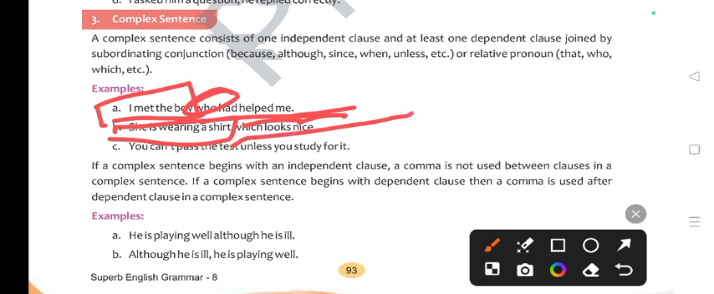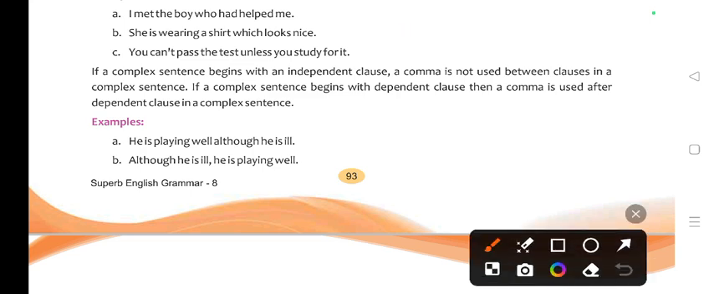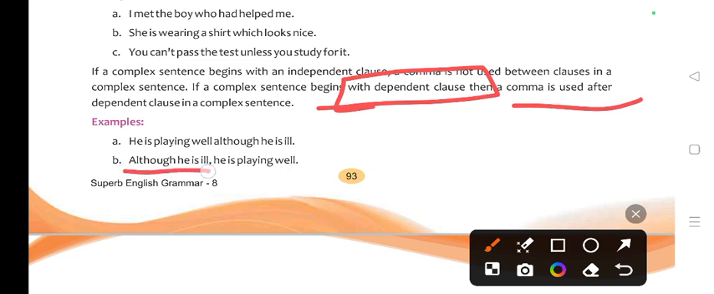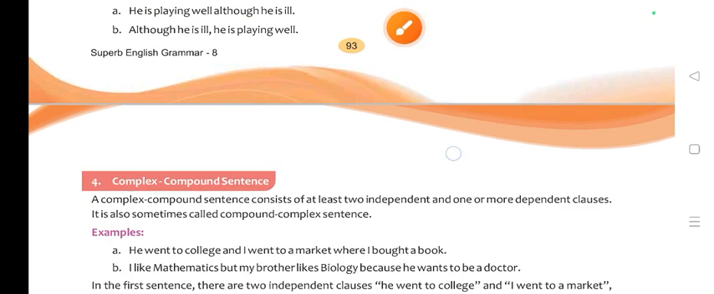A complex sentence begins with an independent clause. A comma is not used between clauses in such a complex sentence. Understood? So if you are making complex sentences, we do not use a comma. If a complex sentence begins with a dependent clause, then you can use a comma. For example, although he is ill, so you are starting with a dependent clause, and you can put a comma before adding the independent clause. But if you are starting with an independent clause, for example, he is playing well although he is ill, we do not use a comma there.